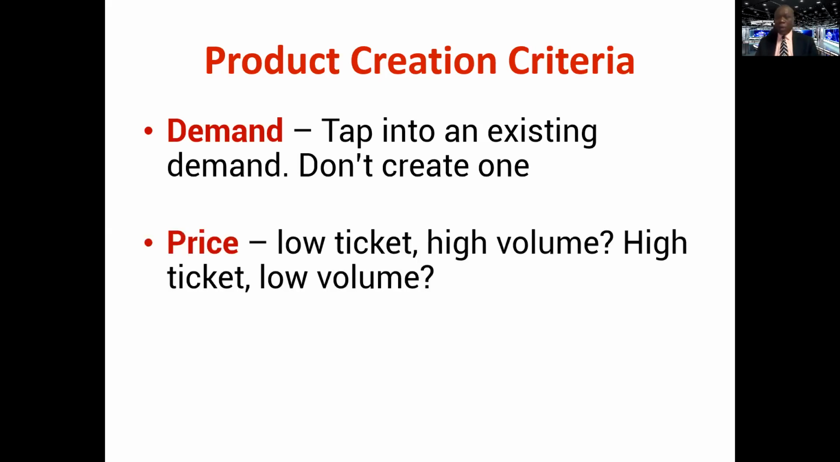Number 2 thing, price. You have to determine, do you want a low price, high volume, or high ticket, low volume? Like somebody always says, there are different ways to make $1 million. You can make $1 million by selling 1 million items at $1. You can also make $1 million by selling 1,000 items at $1,000 each. Or you can make $1 million by selling 2,000 units of $500 each. Or 10,000 units of $100 each. So there are many ways to skin a cat.